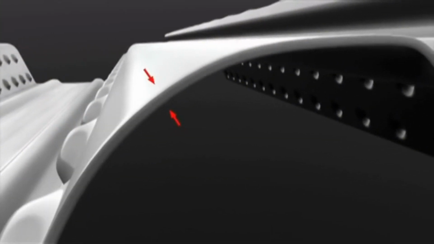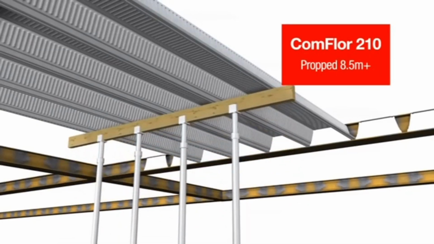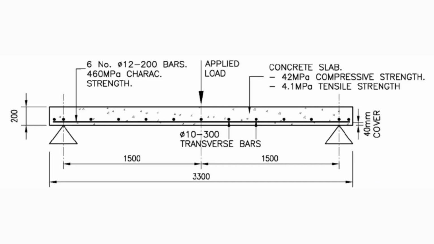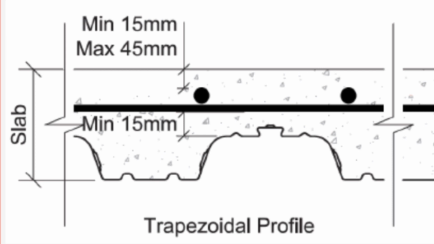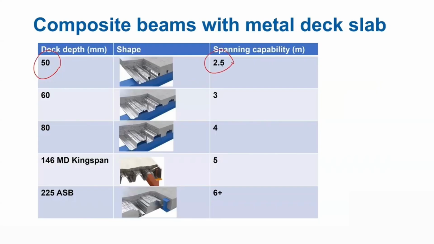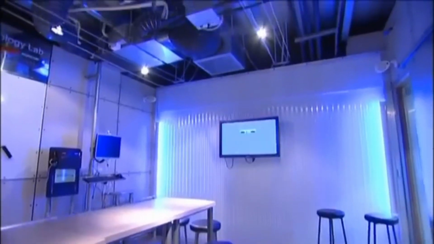This will depend on the depth of the decking, whether the decking is propped or not propped, the load applied by the concrete on the decking, the reinforcement mesh, and finally, the thickness of the concrete. To check how much a metal decking profile can span, we can use the load span tables provided by the manufacturer of that metal profile, thus ensuring a safe design.